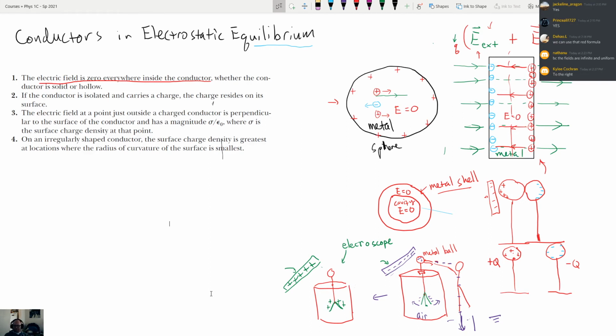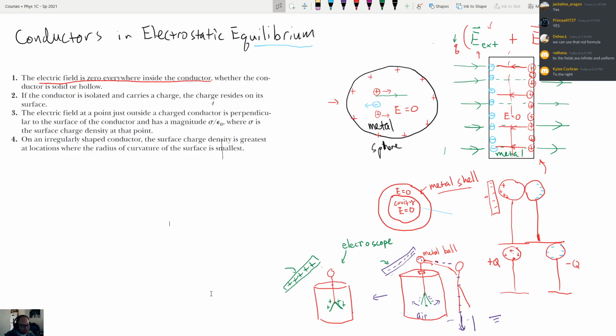All right. Are you all ready to move on to number 2? Why do we care about conductors in electrostatic equilibrium? Well, the reason we care is because they show up quite frequently, and the way these conductors behave is important for understanding certain things. There are some really interesting things that come out of this, and I'll tell you one of them after number 2.